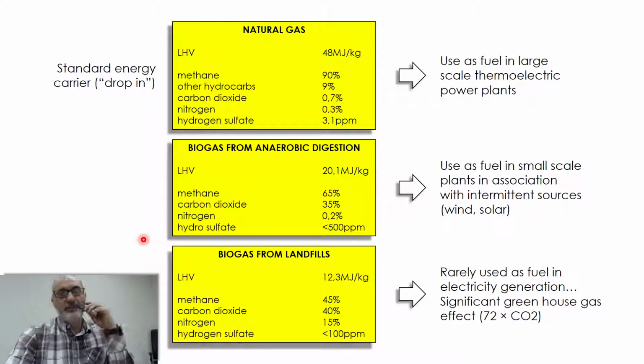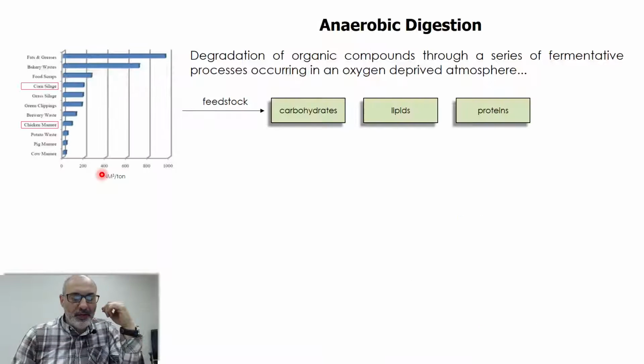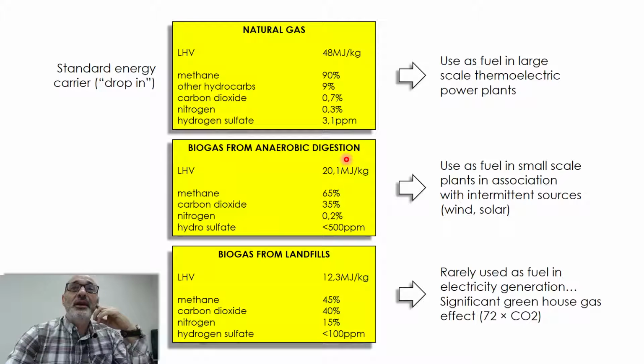I have a question about the difference between the biogas from anaerobic digestion and the biogas from landfills. What is the difference in the process? Yeah, in my next slides I'm going to show you the steps which compose it. Both are anaerobic digestion, actually. What changes is the feedstock, depending on what type of residues you have.